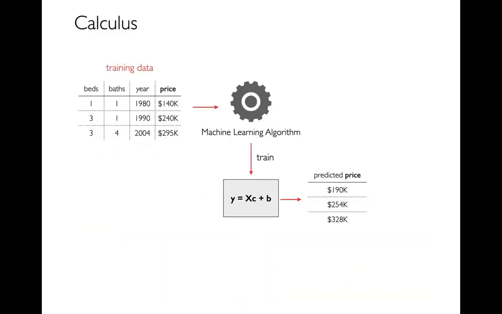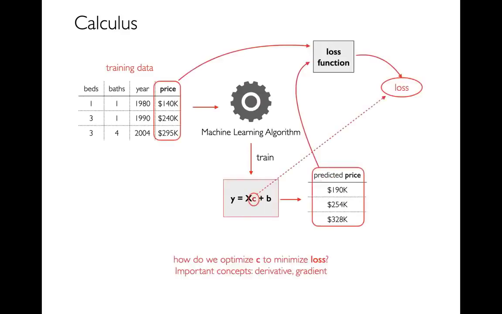What about calculus? So here I have that situation again with the house where I have some training data. So I have both my features and my label. It goes into an algorithm, and that algorithm will basically spit out this formula for me that I can use to predict housing prices. Now, it turns out that when I was doing this training, I had the original prices, and the new prices might be a little bit different. This is 140, this is 190, 240, 254. They're all a little bit different.